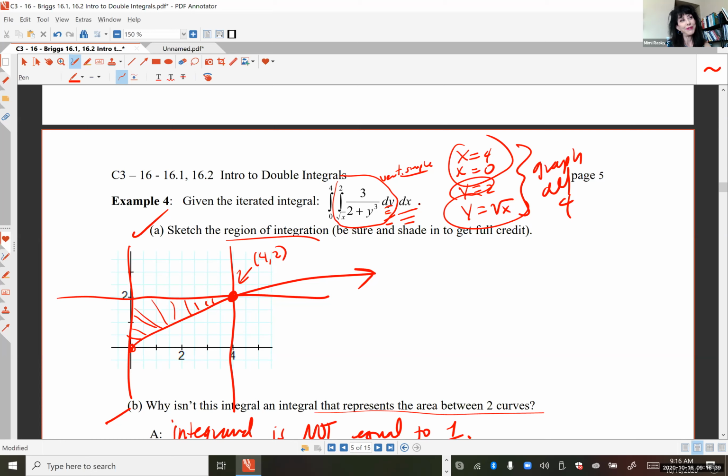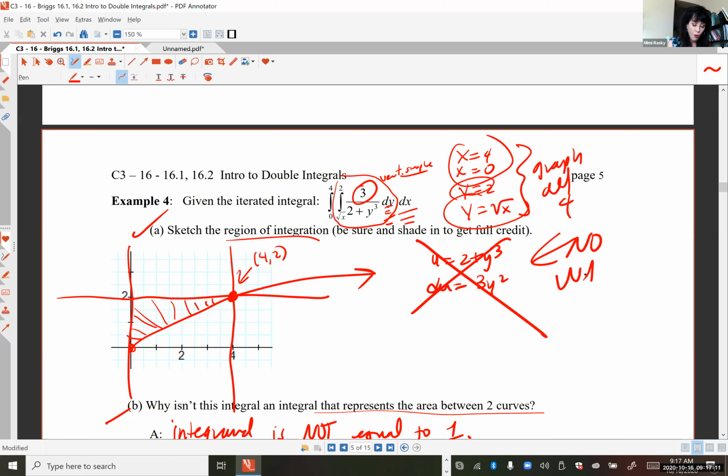Don't say u sub. It ain't going to fly. Like, try it. What's your u and what's your du? It'd be, actually u is 2 plus y cubed. Okay. And if that's the case, then what would your du be? 3y squared. Do you see a 3y squared in the integrand right now? I don't. No. Absolutely not. No way. Won't work. Sorry. Can you see brick wall? You just ran into one.